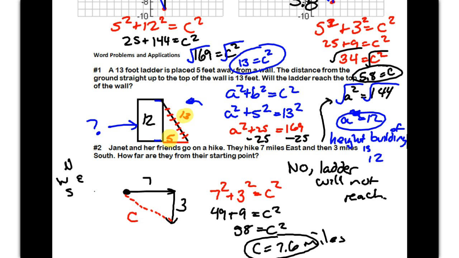Okay. When you come in tomorrow, we'll do quite a bit of these practice problems with drawing pictures and using the Pythagorean Theorem in reasoning problems.